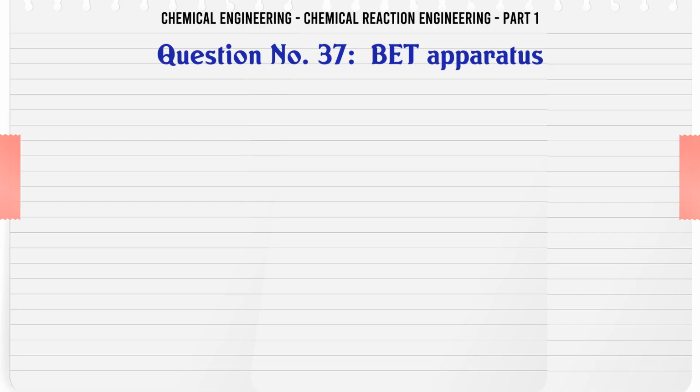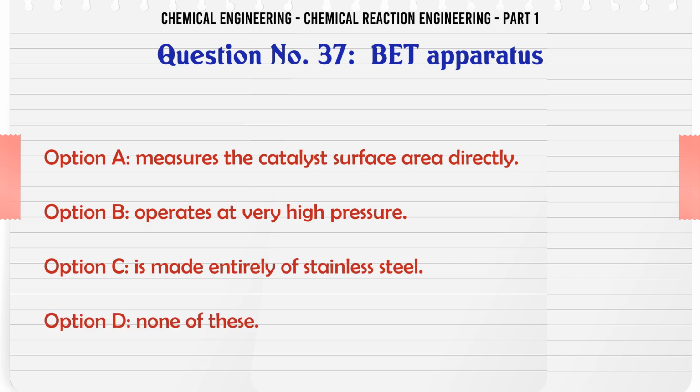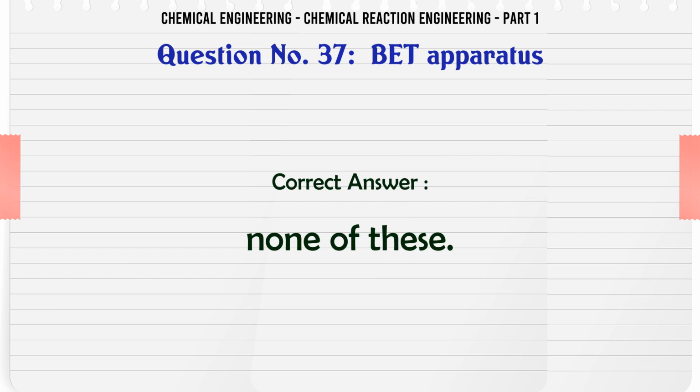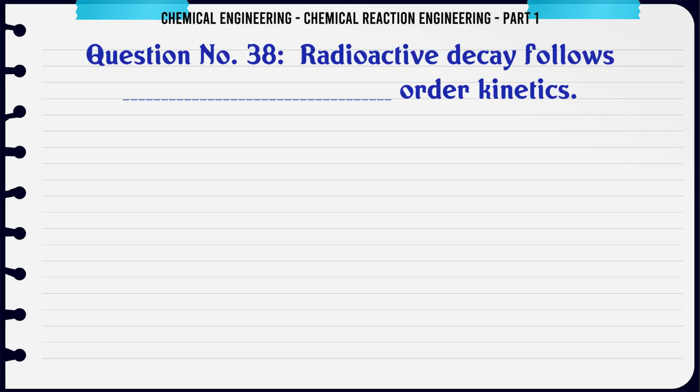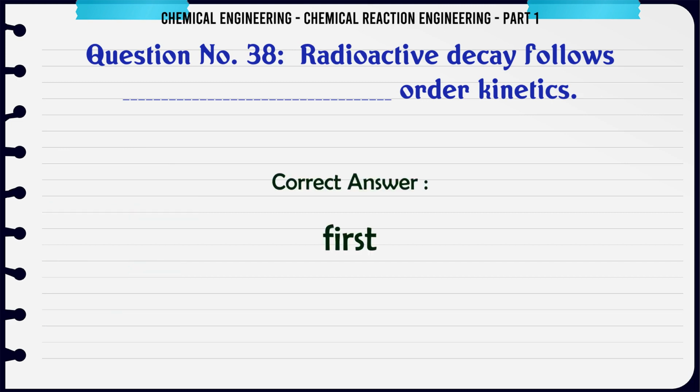BET apparatus: A. Measures the catalyst surface area directly. B. Operates at very high pressure. C. Is made entirely of stainless steel. D. None of these. The correct answer is none of these. Radioactive decay follows dash order kinetics. A. First. B. Second. C. Third. D. Zero. The correct answer is first.